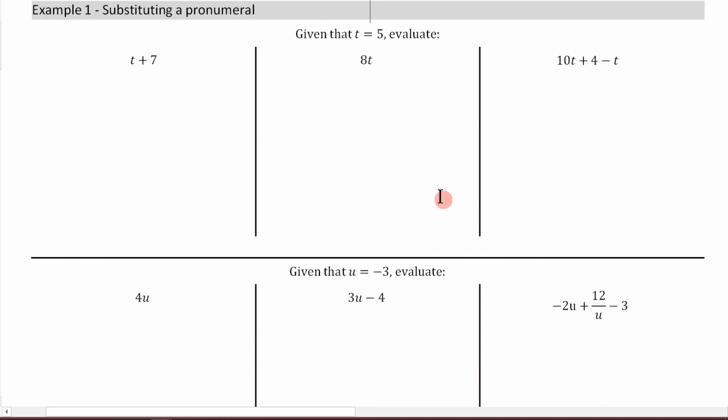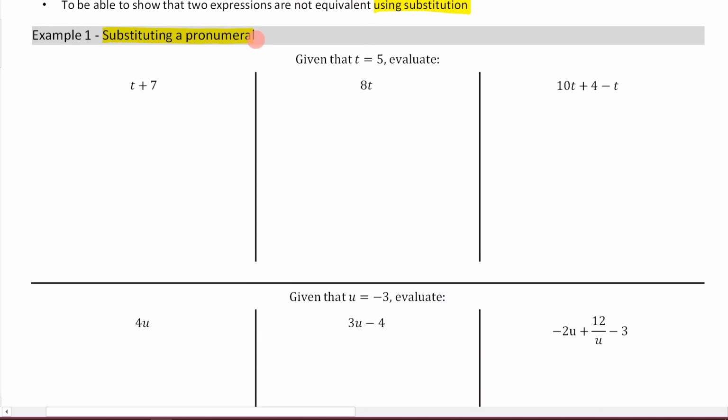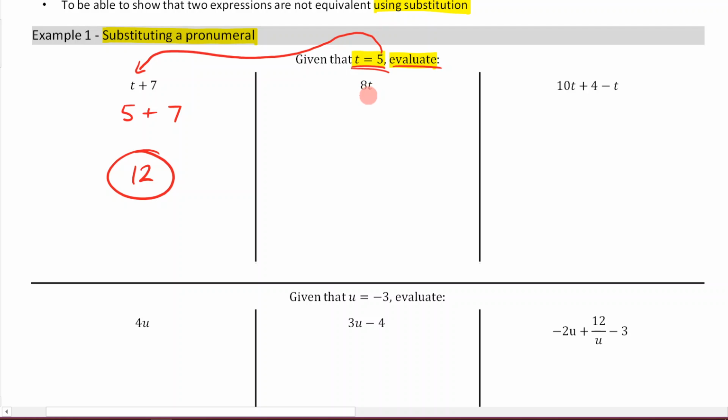So the very first thing that we're going to go through in this lesson is substituting a pronumeral. So here we have the question: given that t is equal to 5, evaluate the following. So if t is equal to 5, what that means is I'm going to take that 5 and I'm going to put it into the t spot. So think of this as like a sporting match. You're substituting in one player for another. So in this case, we're substituting t out and we're putting 5 in. And that's because t is equal to 5. So we're going to end up with 5 plus 7. And now we're going to evaluate this. 5 plus 7 is equal to 12. And that's our answer. Let's now move on to the next one.